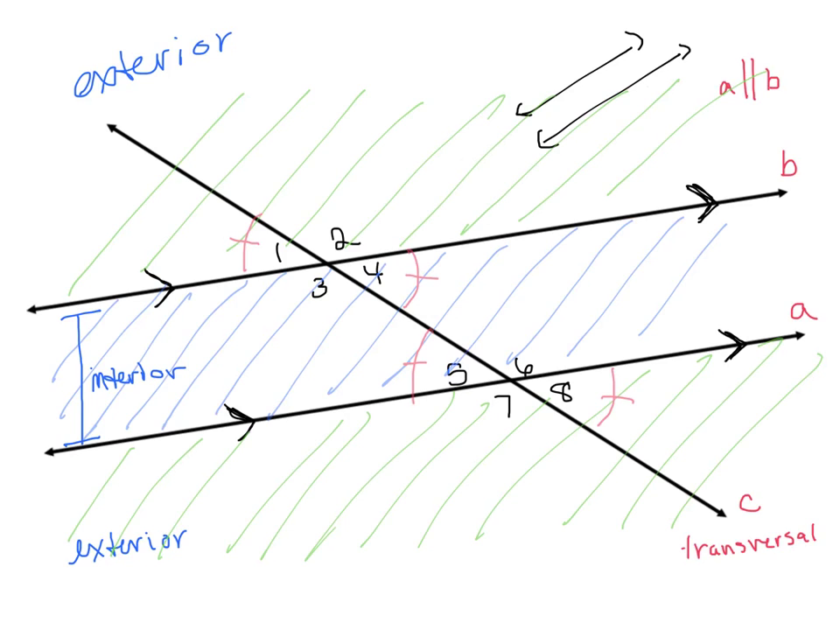Angles 2 and 3 are vertical angles, so we know they're congruent. And 7 and 6 are also congruent angles because they're vertical angles. And they also have a special relationship. So those are just some of the things I'd like you to get marked in there now.